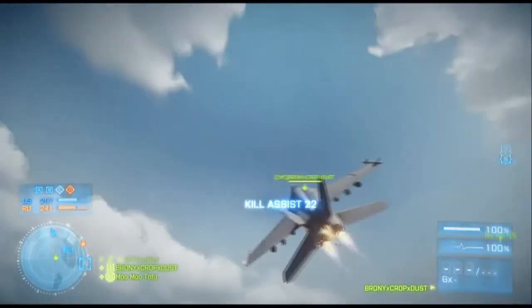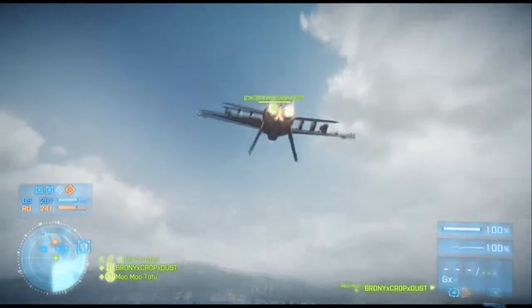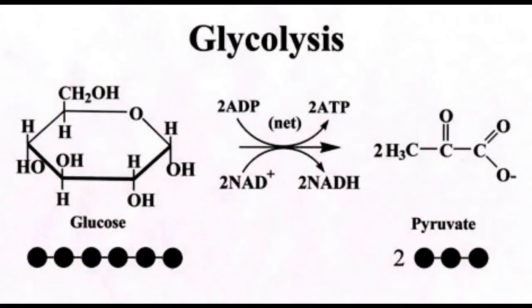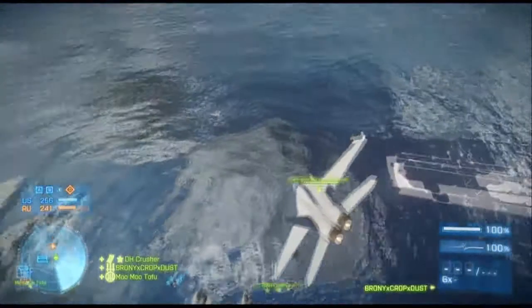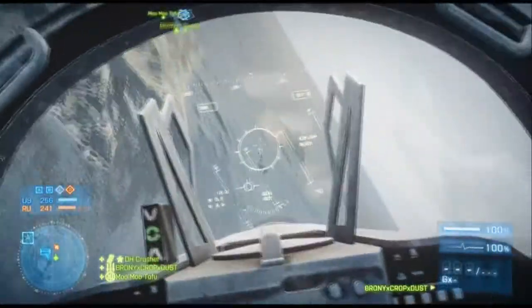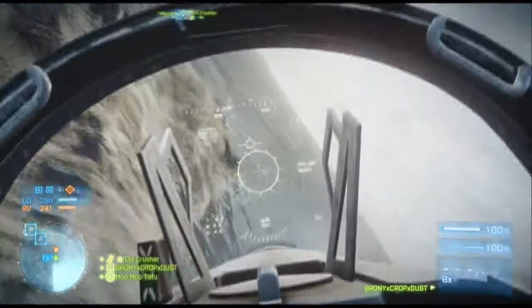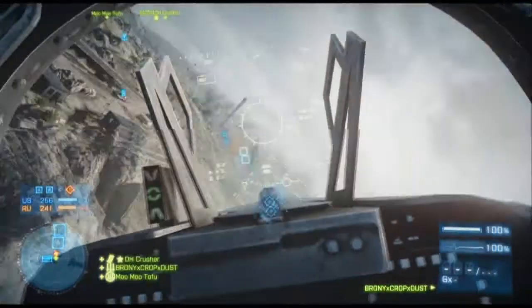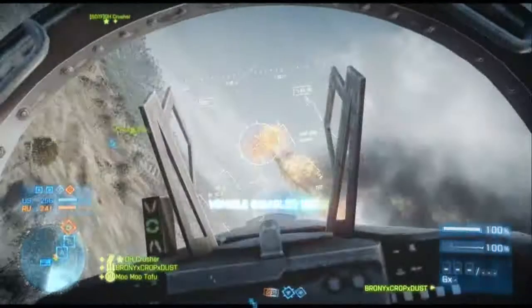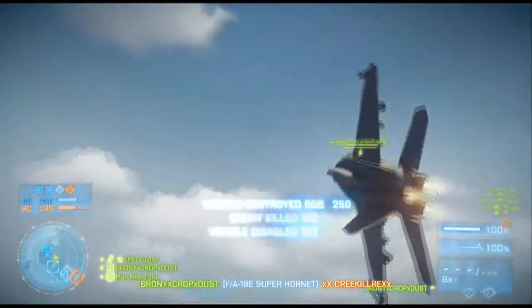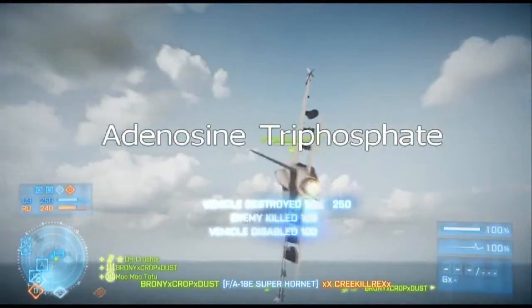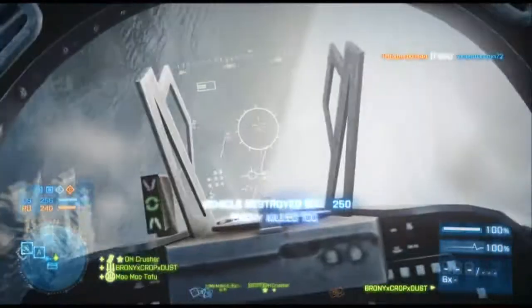The first stage of the process is glycolysis. Glycolysis is the first stage of cellular respiration. This process happens in the cytoplasm of the cell. Glucose is broken down in this process with the help of enzymes. Also, 2 ATP, which stands for adenosine triphosphate, is needed to start this process.